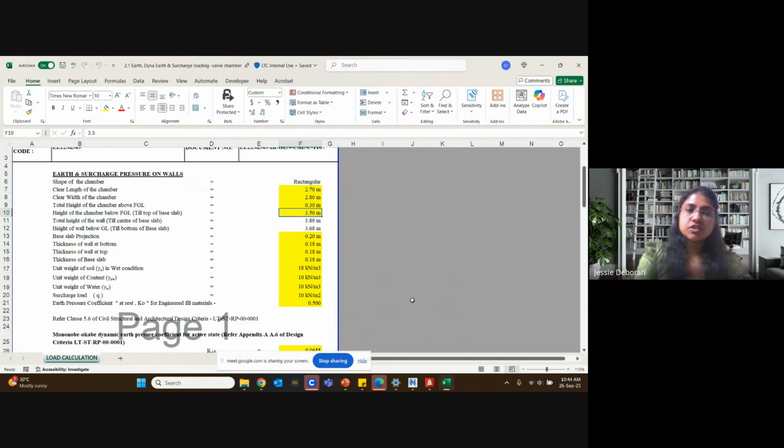Okay, so most of the structure is below ground. So what will happen here is the earth load and surcharge load on the walls will be very high. Okay, so total height of the wall you're considering 3.89. Height of the wall below ground, that is below your GL till bottom of slab.